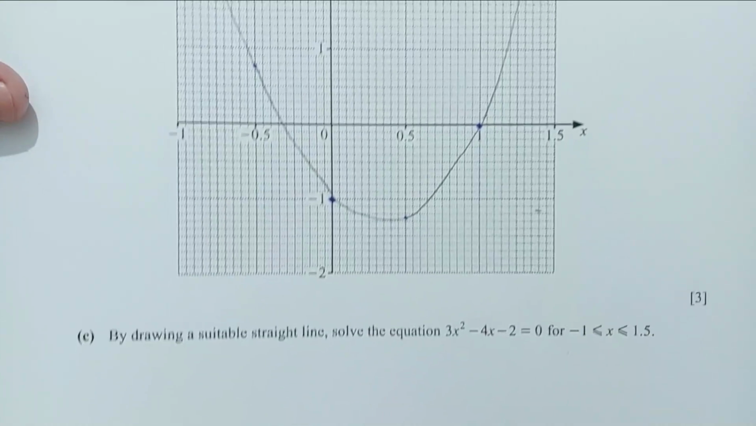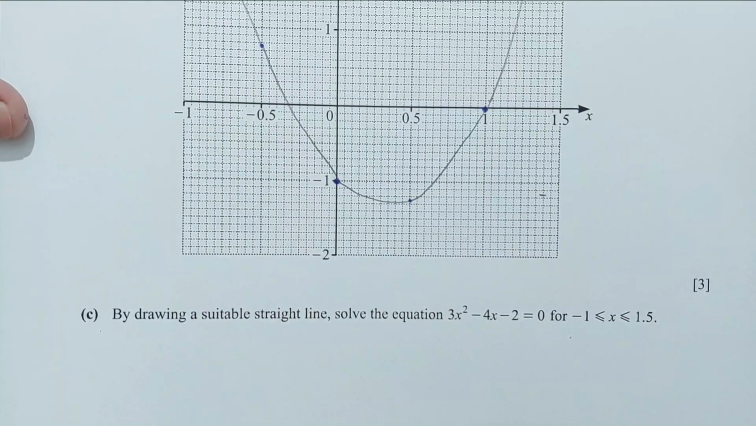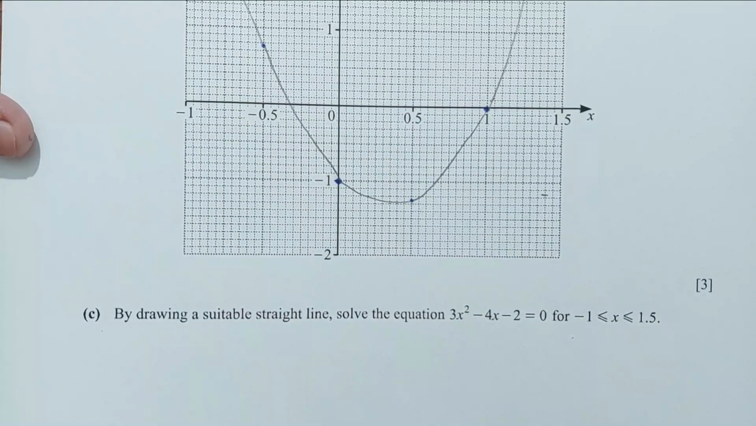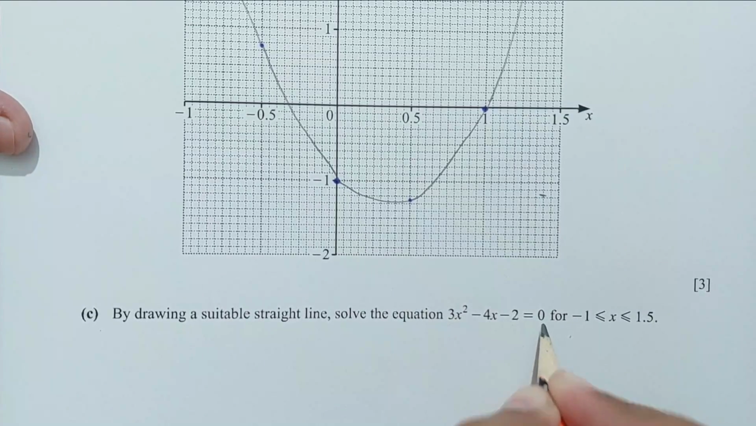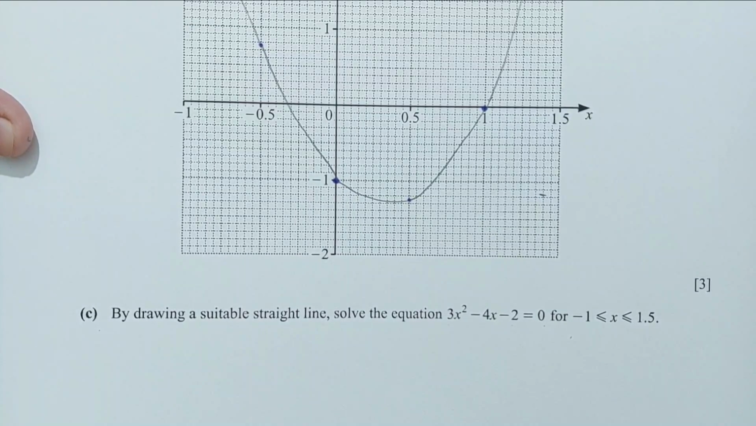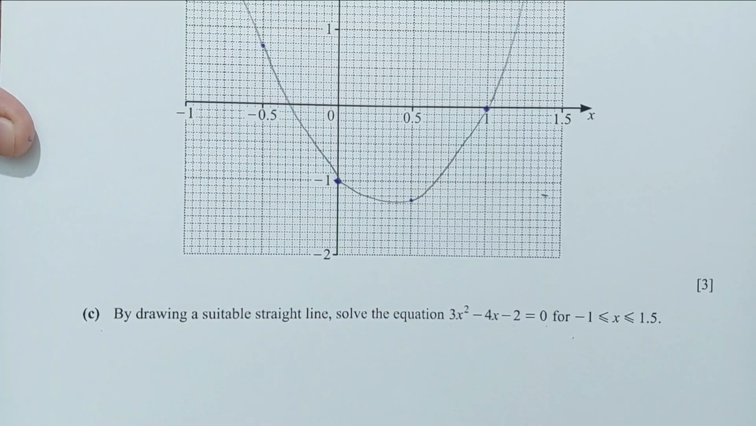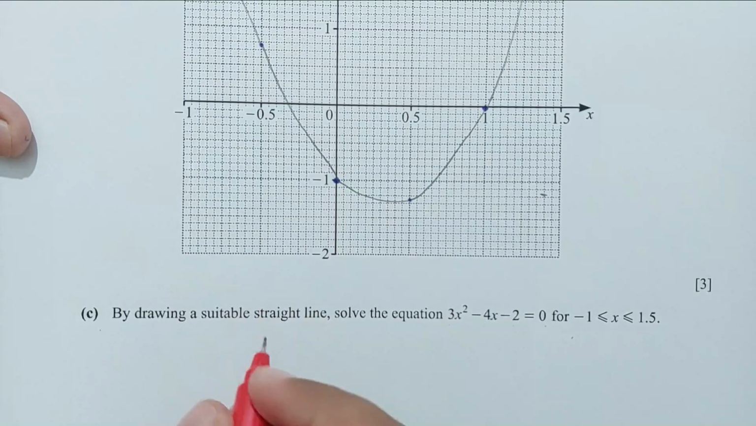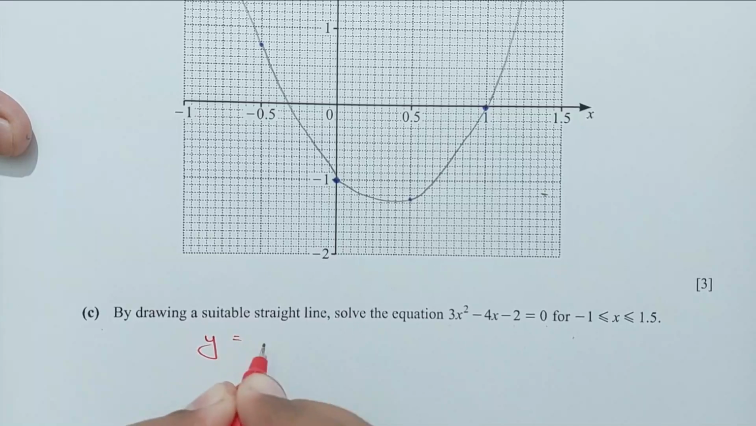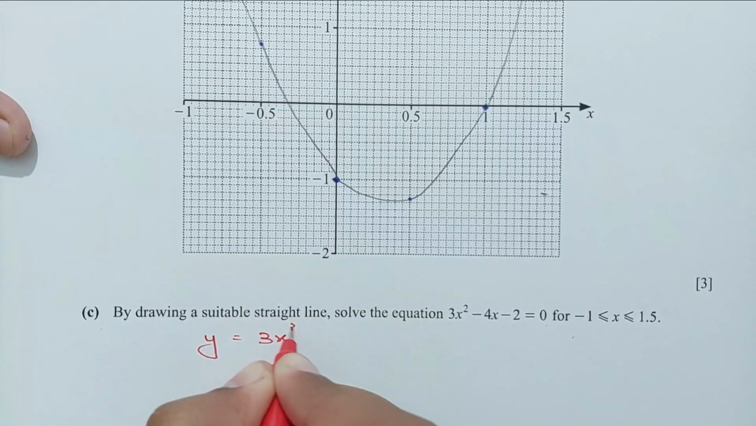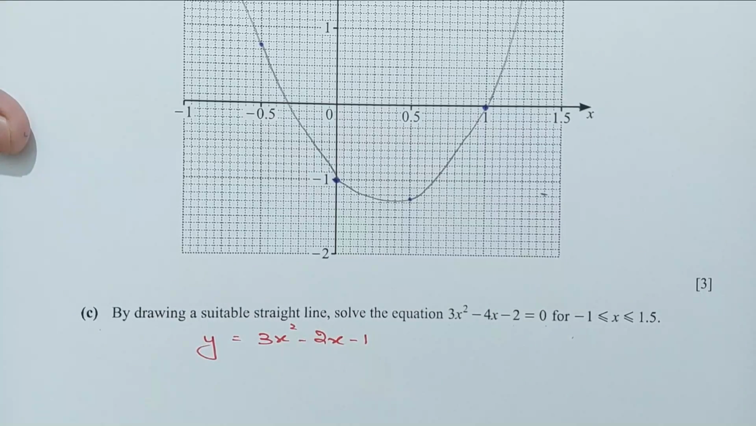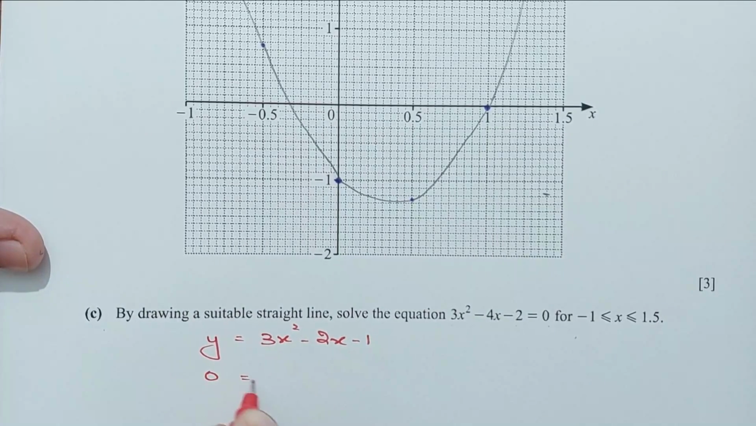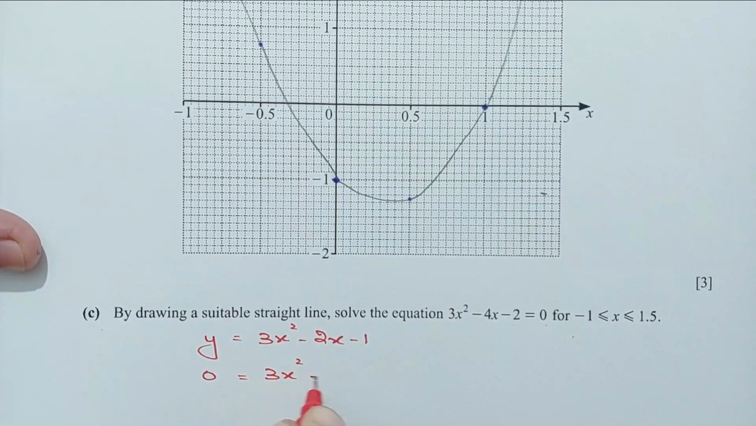Right. Now for part C, by drawing the suitable straight line, solve the equation 3x square minus 4x minus 2 equals to 0 for x between -1 and 1.5, right? So before we have an equation y equals to 3x square minus 2x minus 1. Okay. And now we have 0 equals to 3x square minus 4x minus 2.